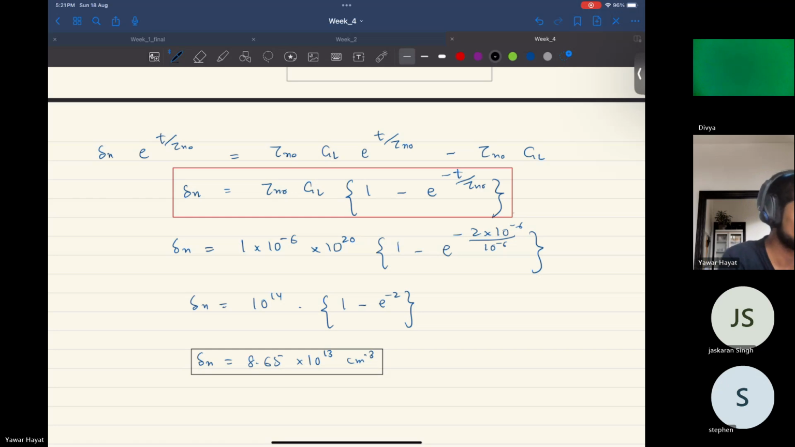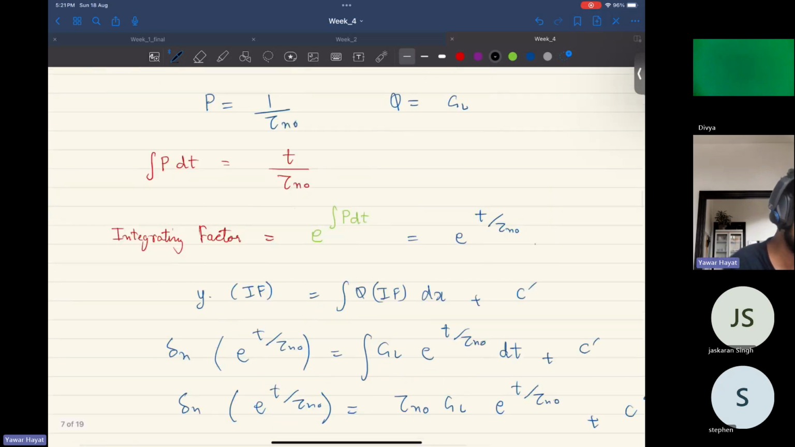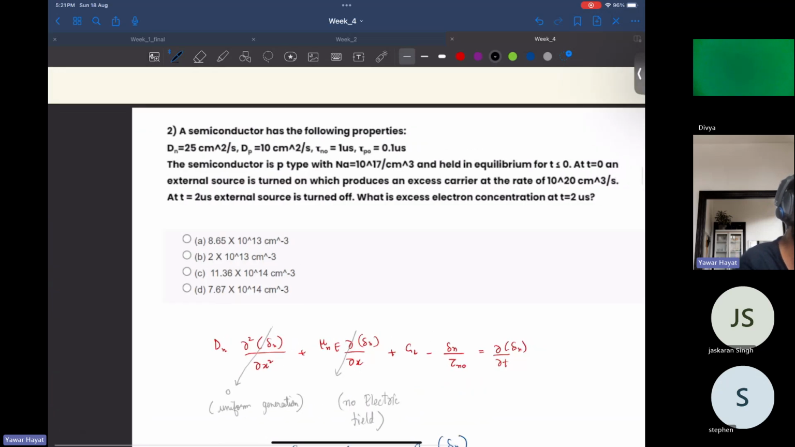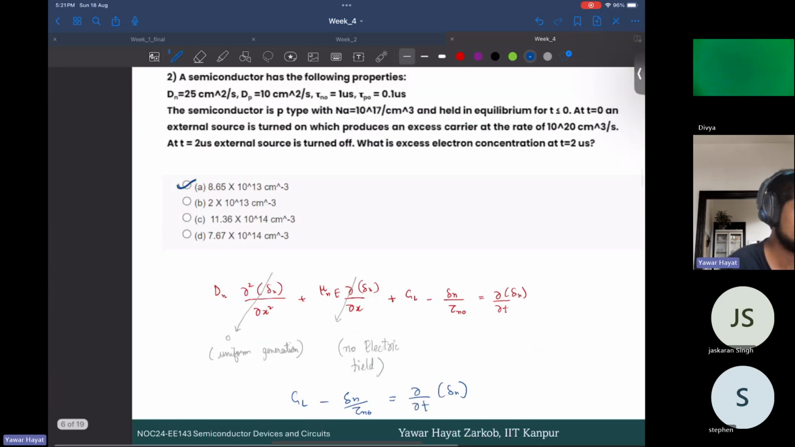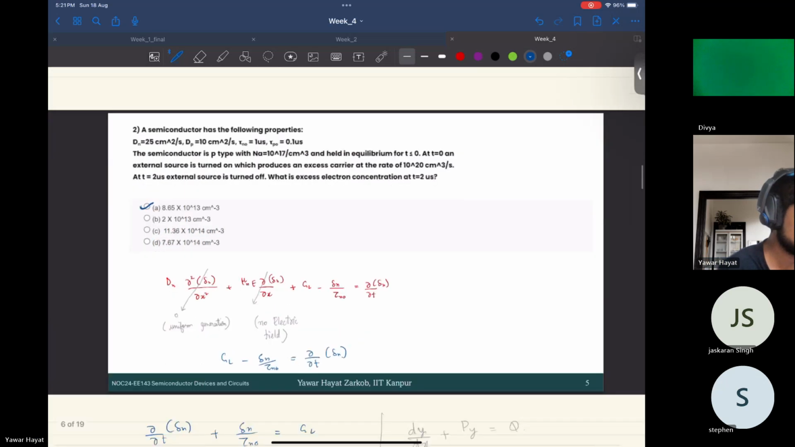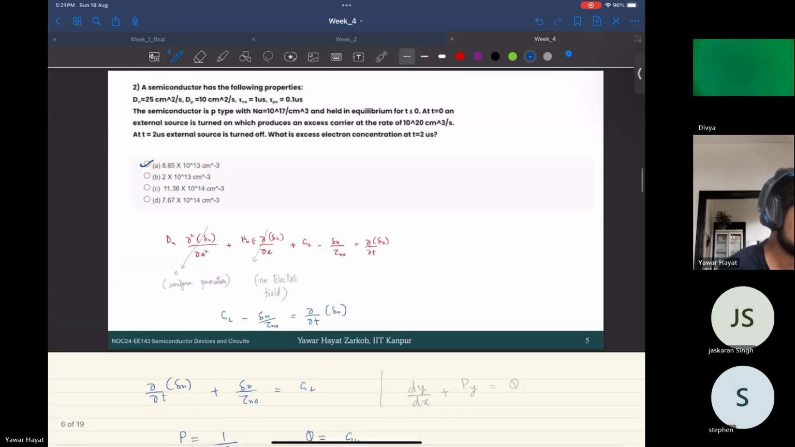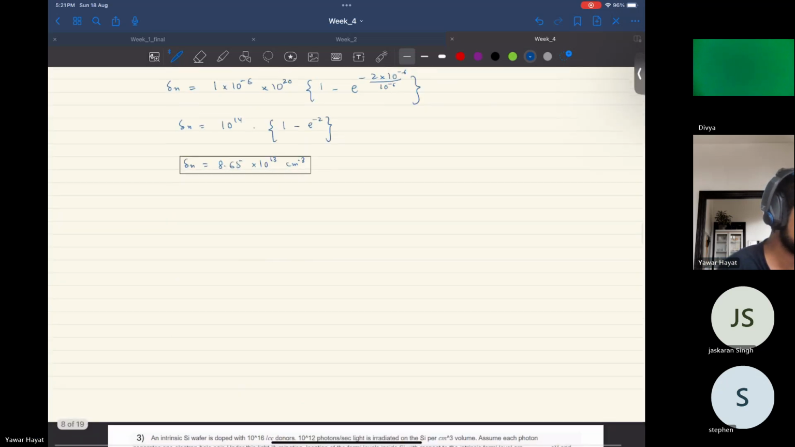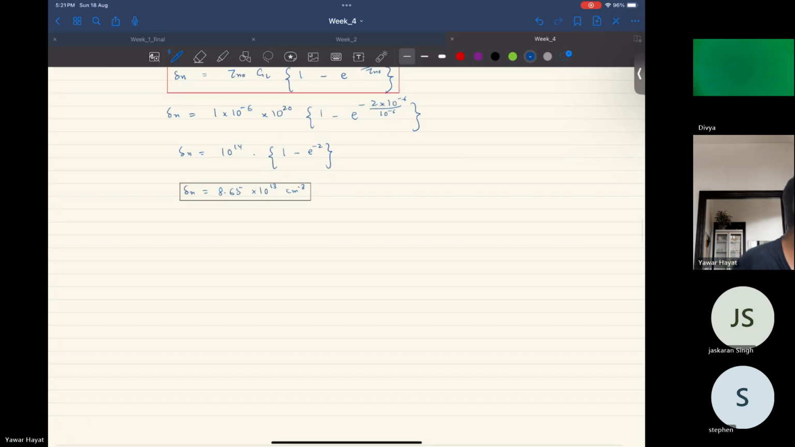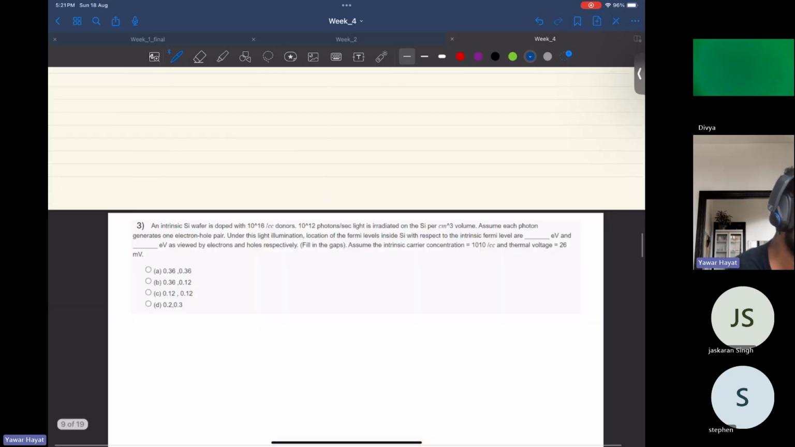So which option is correct? The correct option is option A, right? Option A is correct. We are done with this now. So now the next question, right?